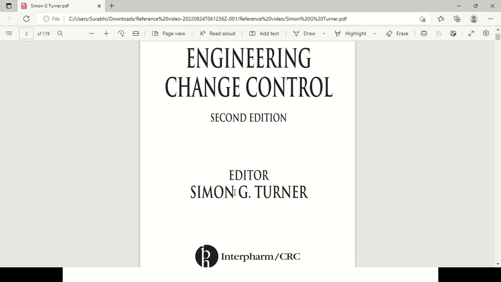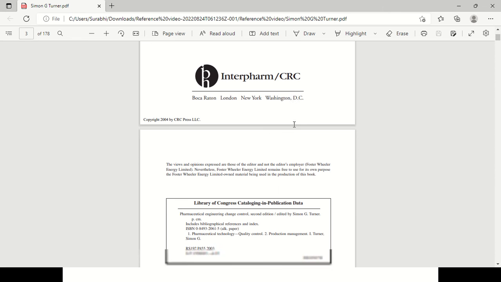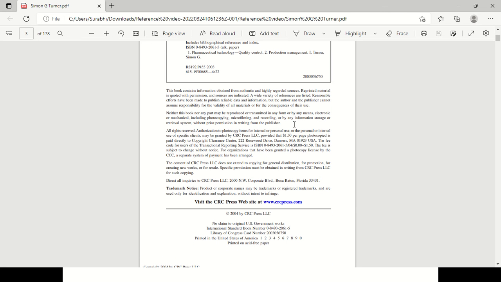And the editor is Simon G. Turner. It is published by Interpharm CRC Press. You can find the details over here. See, its address is given over here. It is printed in the United States.